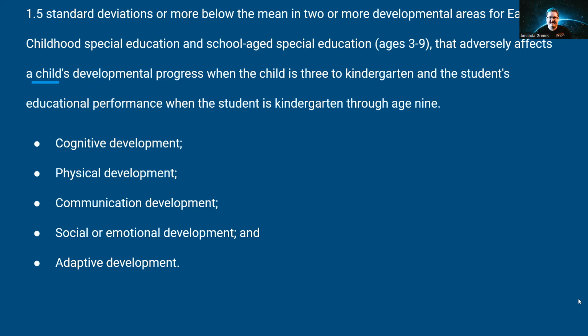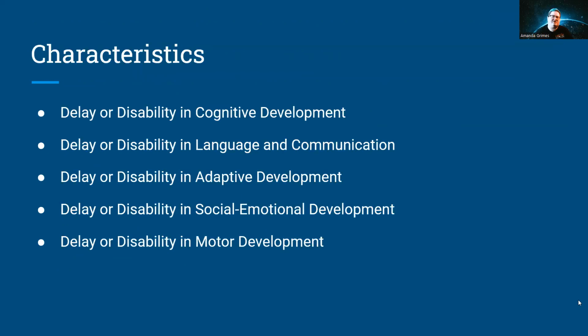This affects children as defined by the state ages 3 to 9. And those are the standard ages that we are talking about when we are discussing developmental delays. So characteristics of developmental delays are delay or disability in cognitive development, the intellectual side, language and communication skills, delays in adaptive development, which are our everyday life and social skills, delay or disability in social emotional development, as well as delay or disability in motor development.